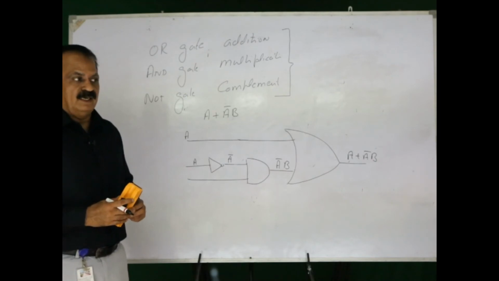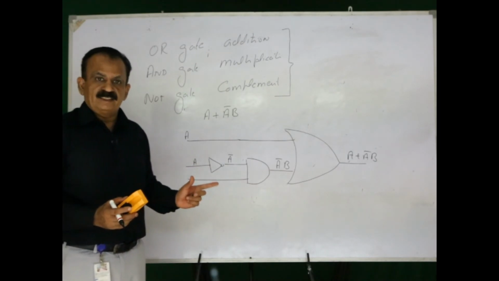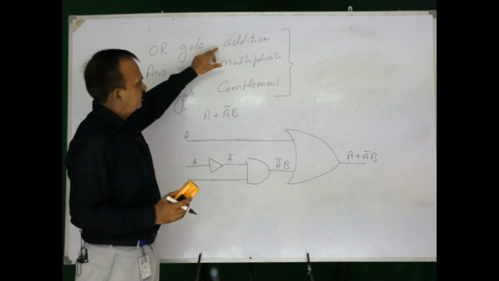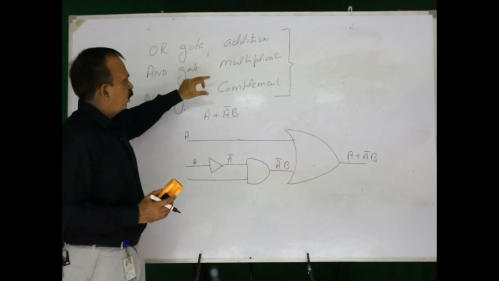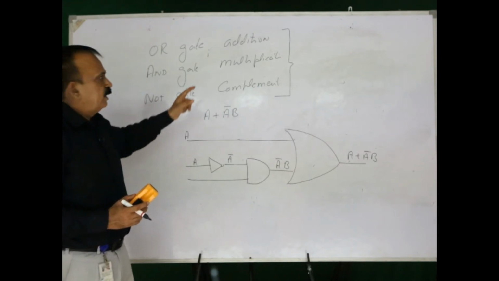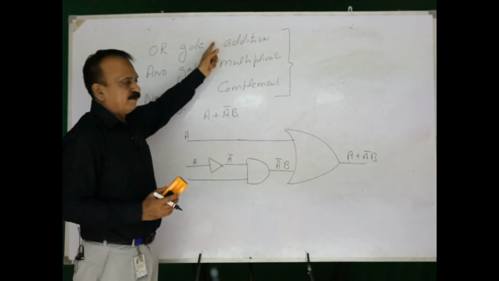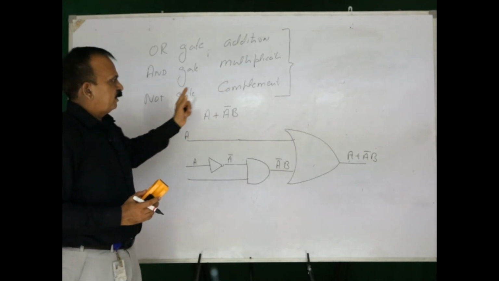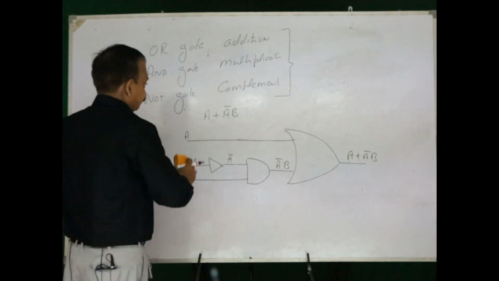Any Boolean expression can be converted into the circuit by using three gates, AND gate, OR gate and NOT gate. OR gate will be representing the addition, AND gate will be representing multiplication and NOT gate will be representing complement.